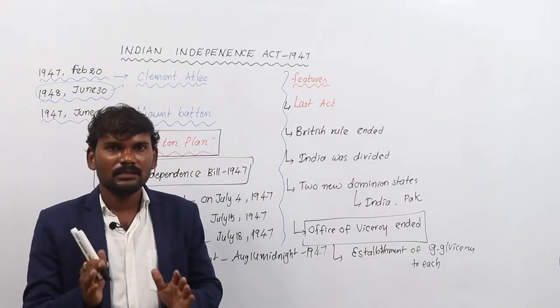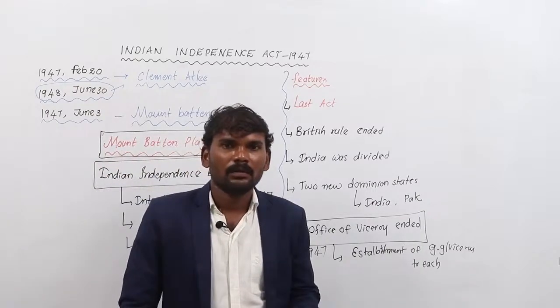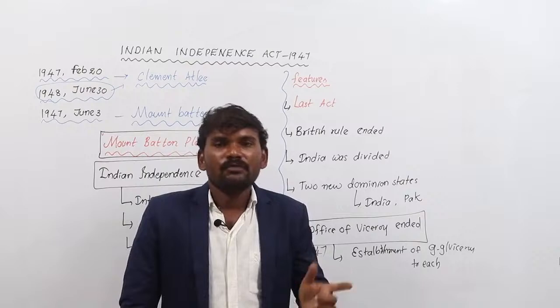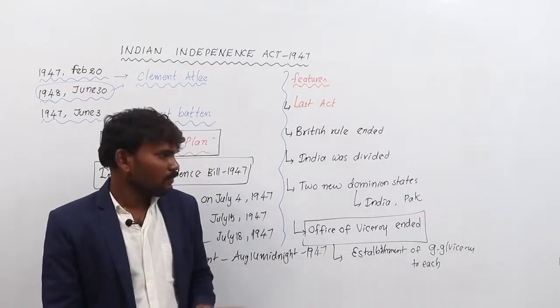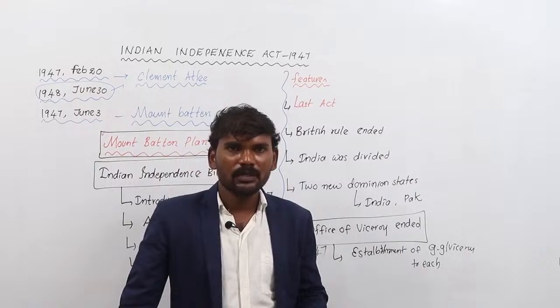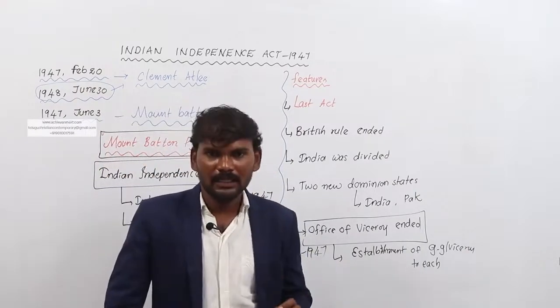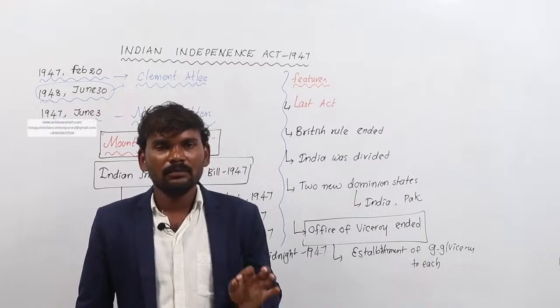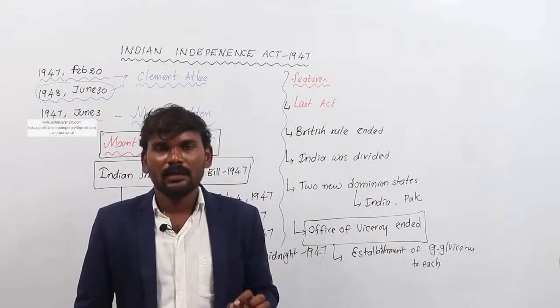So only the British Viceroy system ended, but at the same time, for both the Pakistan and Indian Dominion states, two individual Viceroy posts were created. For India, C. Rajagopalachari took charge as the Indian Governor General. Muhammad Ali Jinnah took charge as the Governor General of Pakistan. And C. Rajagopalachari is the first and last Indian Governor General. Lord Mountbatten was the last British Governor General, and C.